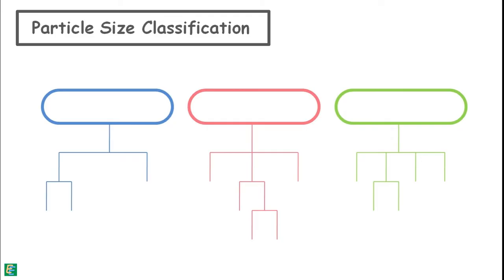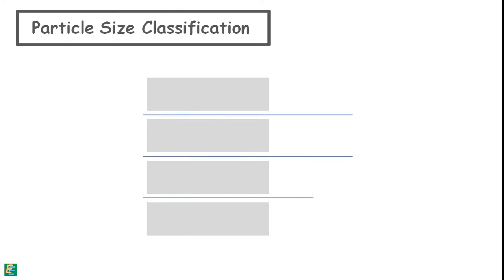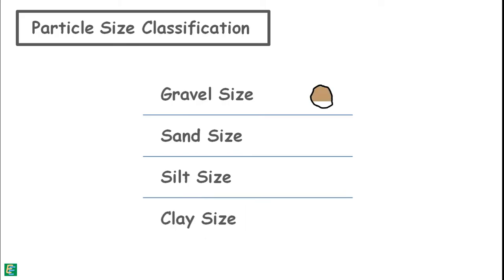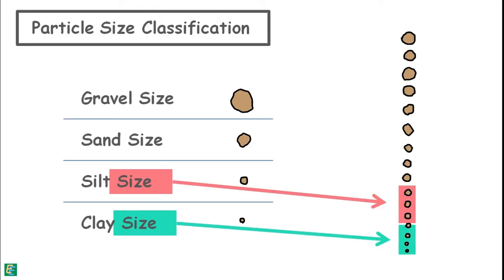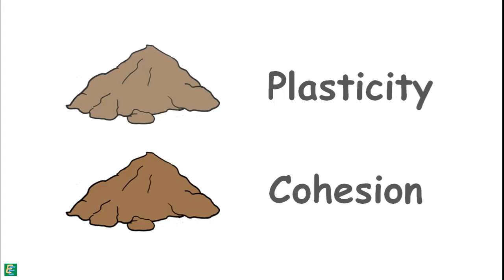We generally classify the soils based on the particle size into four broad groups: gravel size, sand size, silt size, and clay size. Gravel sized particles being the largest and clay sized being the smallest. Do notice that we have written silt size and clay size, not the silt and clay, because these are the ranges of size, not the actual soils silt and clay, which exhibit properties of plasticity and cohesion.